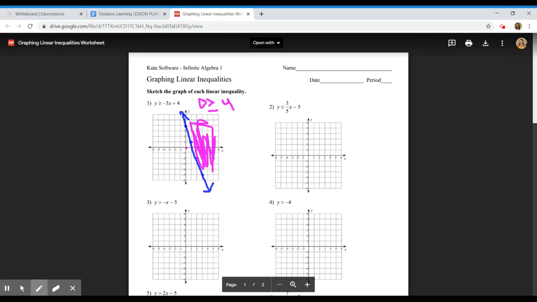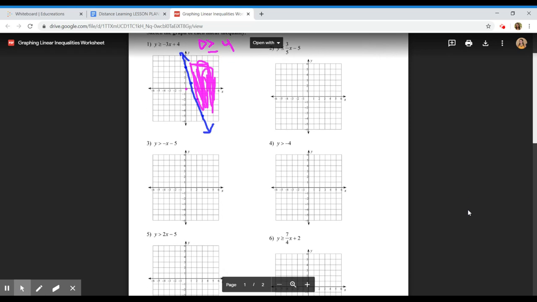0 is not greater than or equal to 4, so I'm going to end up shading this side of the graph. Some people are really good at just figuring out greater than, that's above, this side's above the line. If you don't see it that way, if you're struggling, make sure you test a point, make your life easy, pick something like 0, 0, pick something like 5, 5 that's just easy to work with, and see if it's true or not.